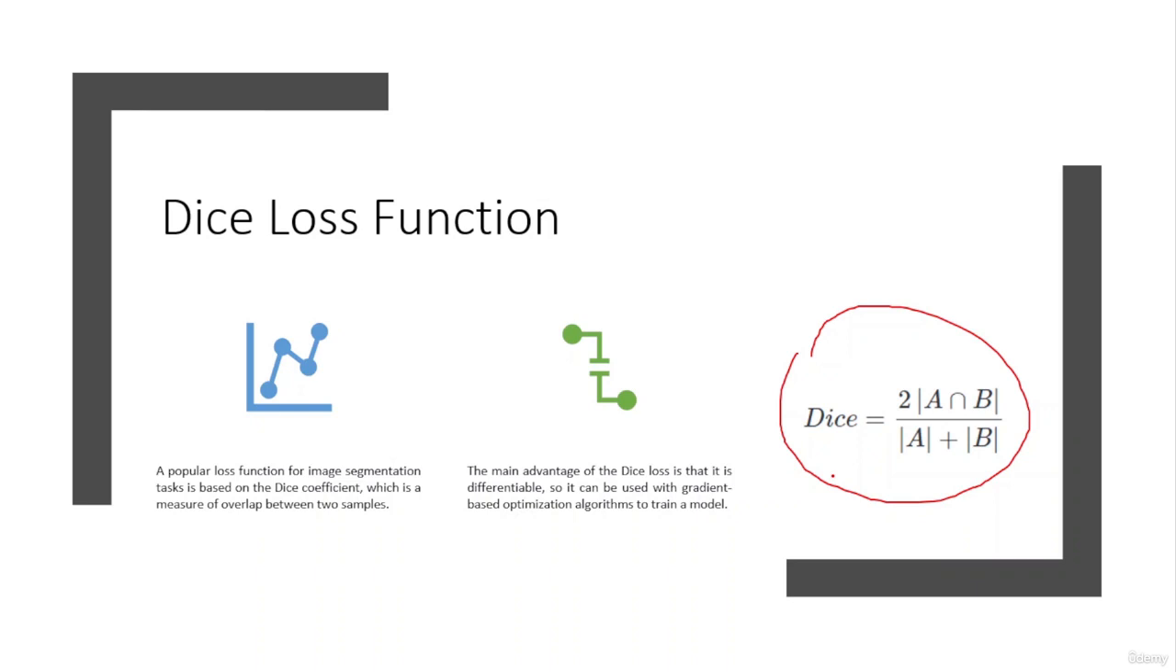The dice loss ranges from 0 to 1, with the lower value indicating better performance. The main advantage of the dice loss is that it is differentiable, so it can be used with gradient based optimization algorithms to train a model. It is also a good choice for tasks where the distribution of the classes in the dataset is imbalanced, because it does not penalize false negatives as harshly as binary cross entropy loss. However, the dice loss is sensitive to outliers, so it may not be the best choice for datasets with high degree of noise.